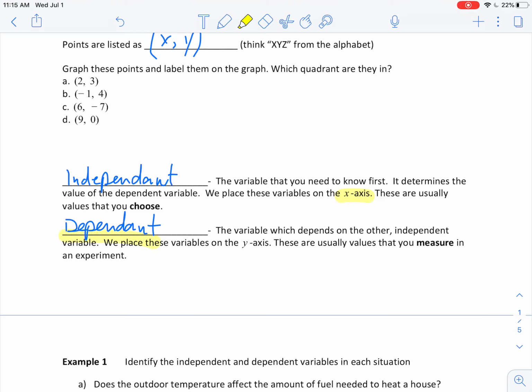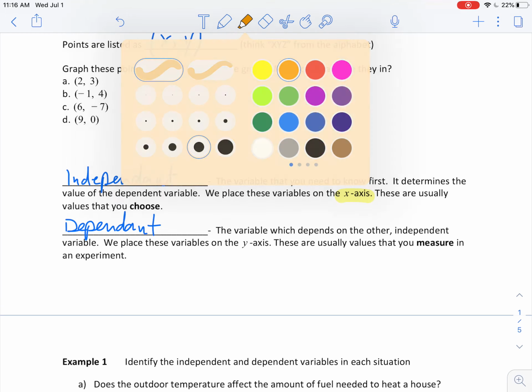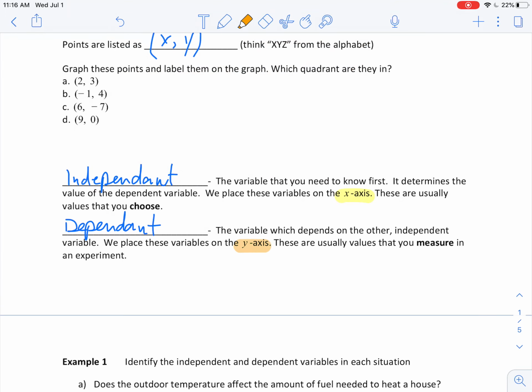A dependent variable is the variable which depends on the other. We place these variables along the y-axis. So that is along the y-axis. These are usually values you measure in an experiment. So an example would be like distance traveled and how much gas is used. Those are examples that we will be coming into.